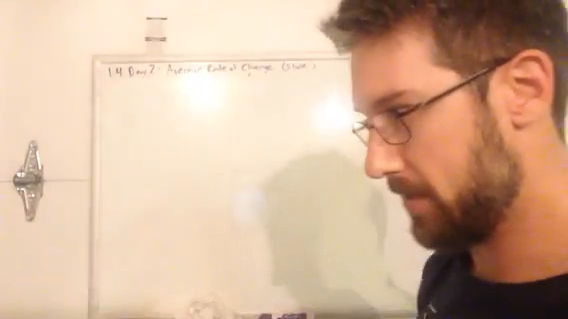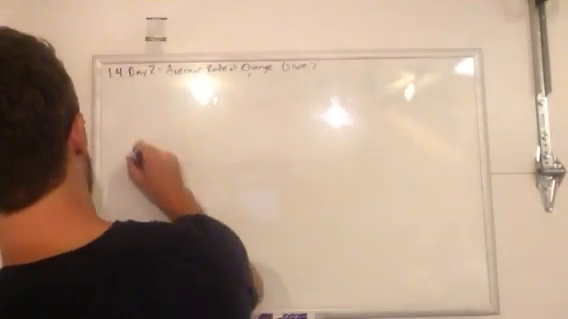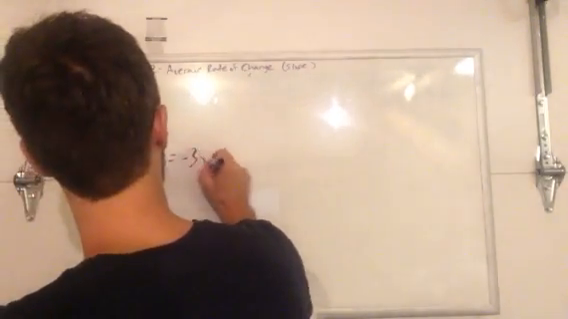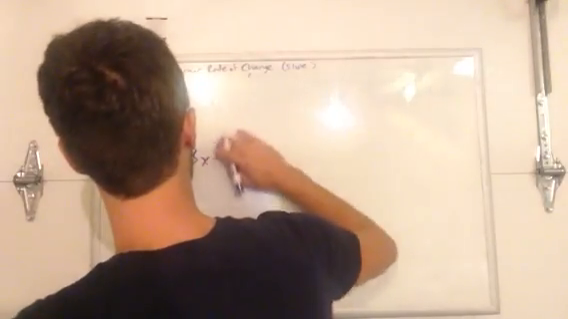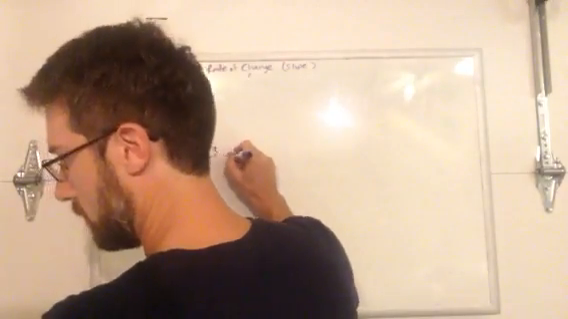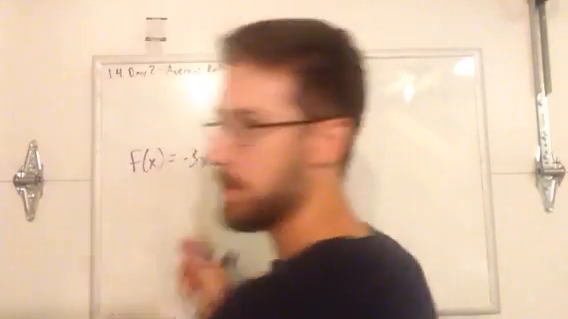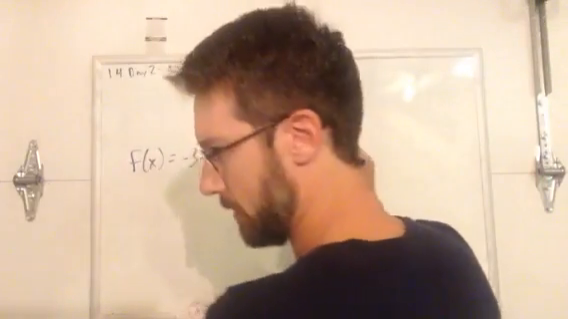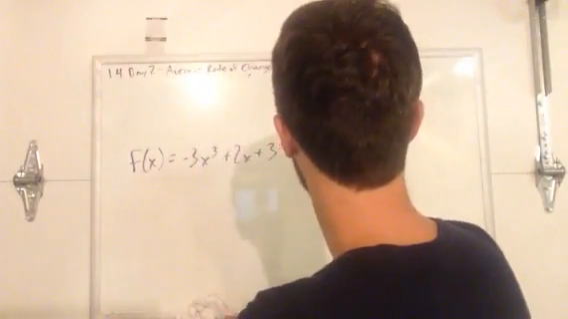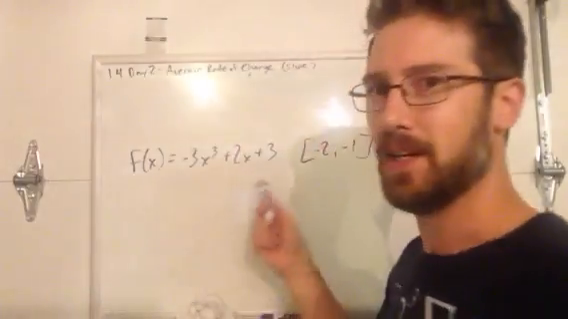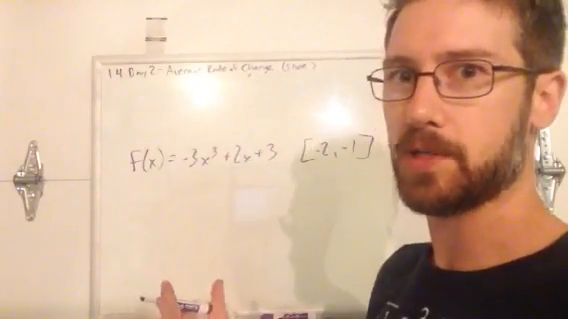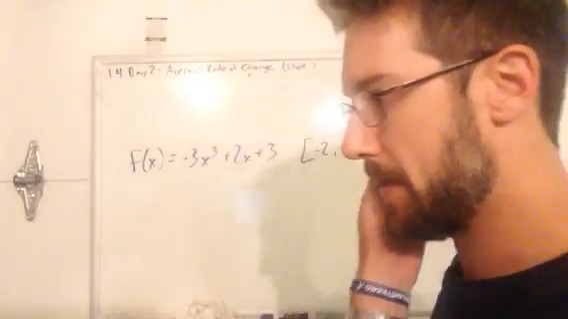All right, so average rate of change, example 2. I'm not going to do a graph this time. F of x equals -3x cubed plus 2x plus 3. And we want that on the interval of -2, -1. So now maybe, if you want, pause it, try it on your own, and then come back, watch the rest of the video, and I'll show how it's done.